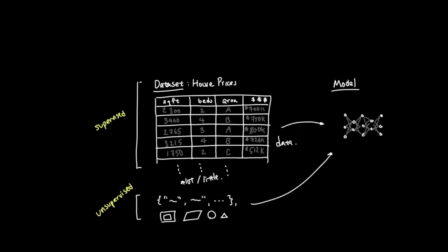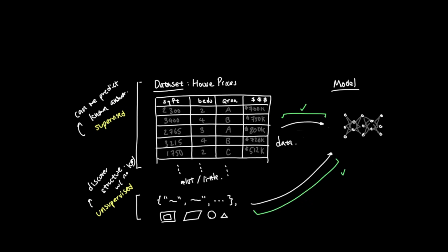So the main difference is this. Supervised learning asks, can we predict a known answer? Unsupervised learning asks, can we discover useful structure when there's no answer key? So to wrap up, supervised learning uses labeled examples to learn a prediction task, while unsupervised learning looks for patterns in data without labels.